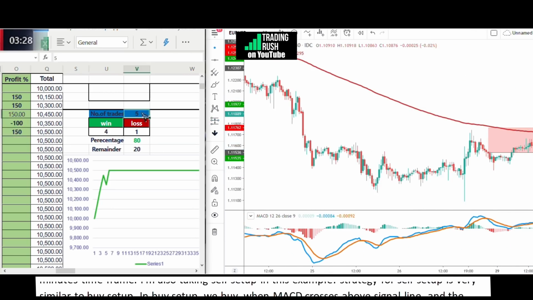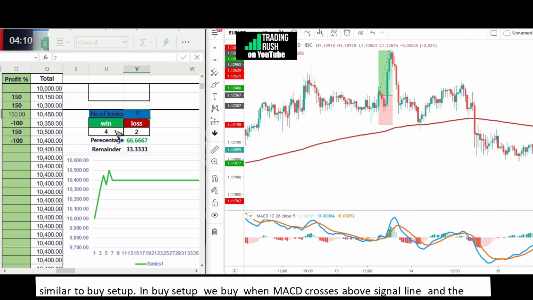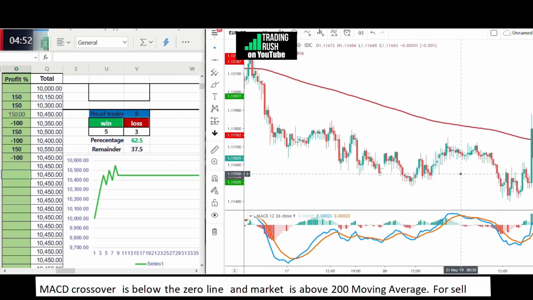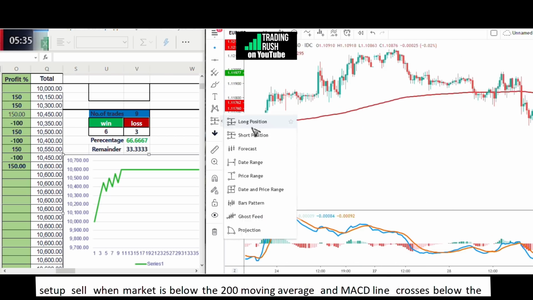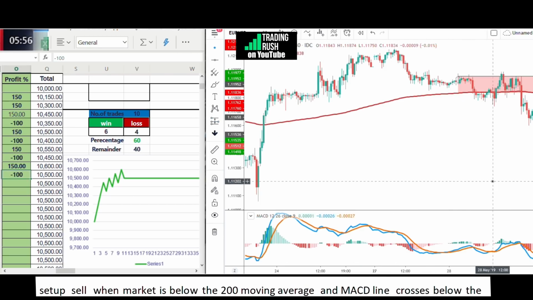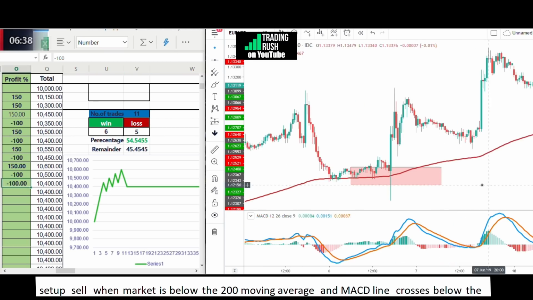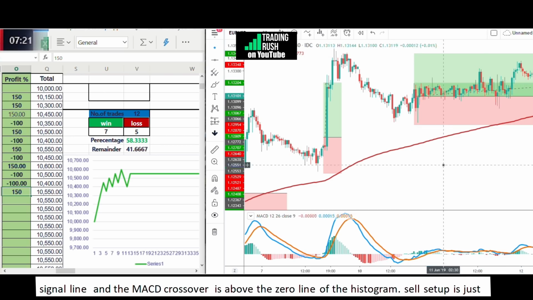The strategy for a sell setup is very similar to a buy setup. In a buy setup, we buy when the MACD crosses above the signal line, and the MACD crossover is below the zero line, and the market is above the 200 moving average. For a sell setup, sell when the market is below the 200 moving average, and the MACD line crosses below the signal line, and the MACD crossover is above the zero line of the histogram.